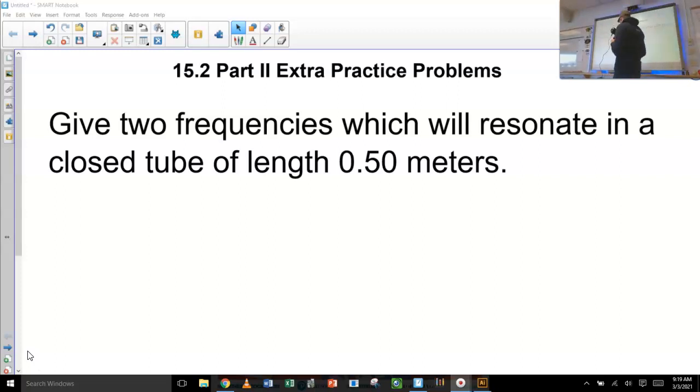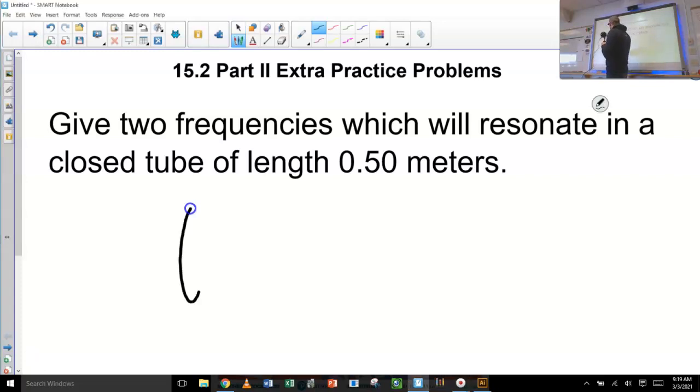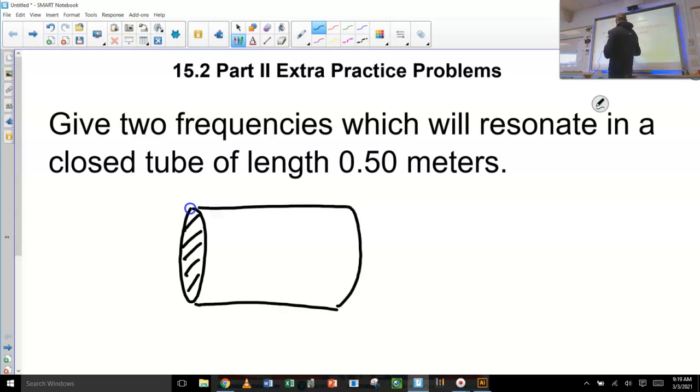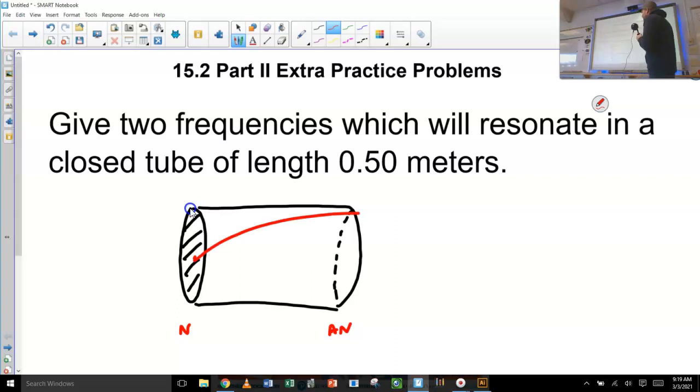meter length. So first of all, when you've got a closed tube, I'm gonna draw a tube and I'm gonna close it off, and I'm gonna draw a wave in there. When you have a closed tube, remember that you have to have a node on the closed end and an antinode on the open end. So here's the first one. The first frequency is a quarter of a wavelength. And this distance, it said in the problem, is 0.5 meters.